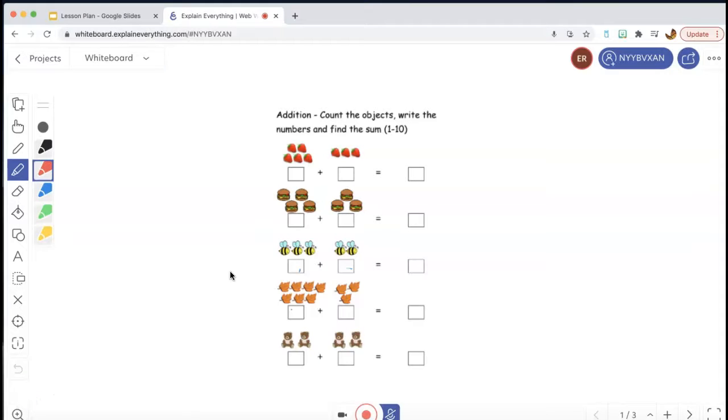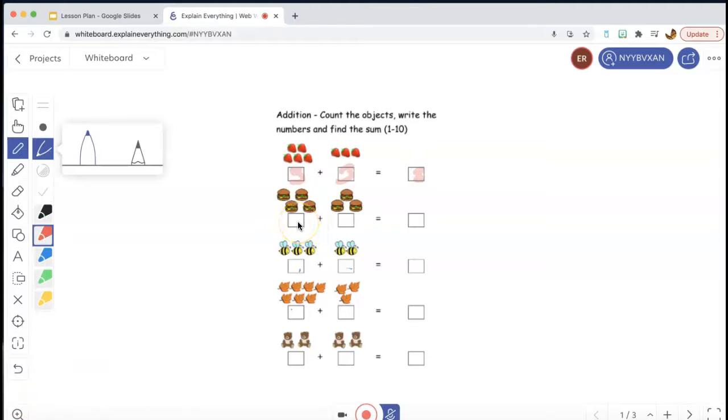So now that I have read the book to you, I'm going to be reviewing some math problems with you. The first one is 5 plus 3 equals, let's count. 1, 2, 3, 4, 5, 6, 7, 8. This equals 8.